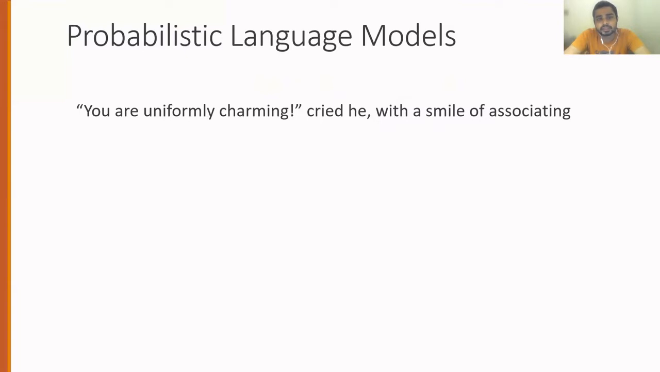"You are uniformly charming," he cried, with a smile of associating. Now, many of you might think that this is a sentence taken from a book or something, but rather this is a sentence that was generated by a Jane Austen bigram model, which is a random sentence generator. So NLP prediction models are very, very powerful nowadays, even with one of the simplest models like the Ngrams.